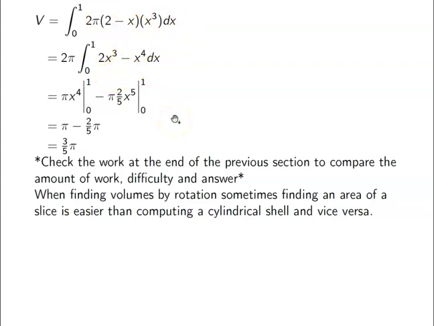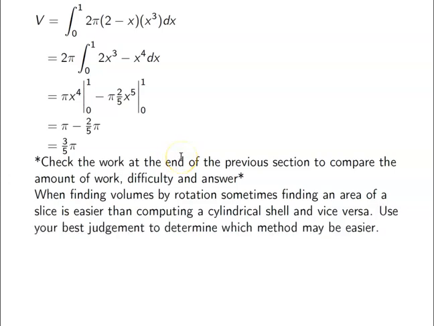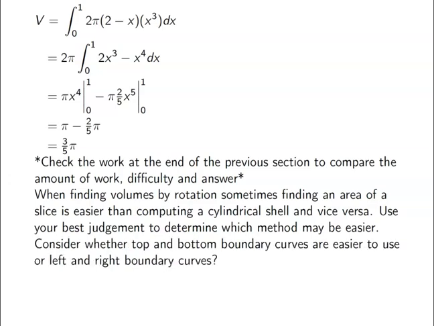So you kind of have to pick and choose, right? If you try one and it's getting a little too crazy, switch to the other one and maybe it'll make it easier. Okay. So again, you want to use your best judgment to determine which method you think is going to be easier. Things to consider. Are my top and bottom boundary curves easier to use, or is left and right easier to use? If it's top and bottom, then maybe I want to use cylindrical shells, right? If it's left and right, maybe I use the washer, or vice versa, right?